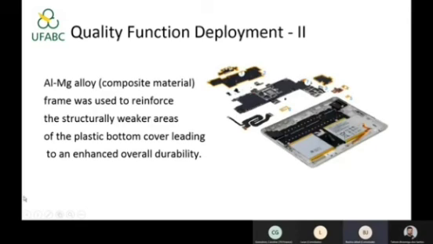In the second phase of the quality function deployment, inspection of engineering diagrams indicated that the bottom cover and the PCBA were fit too closely together, which could result in a negative interaction effect in the form of cover warping. The bottom cover was also determined to offer poor dampening efficacy. Using an aluminum-magnesium alloy frame reinforces the structurally weaker areas of the plastic bottom cover and enhances the overall durability of the notebook. Next, please.